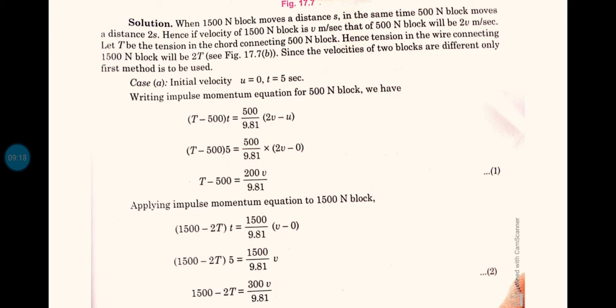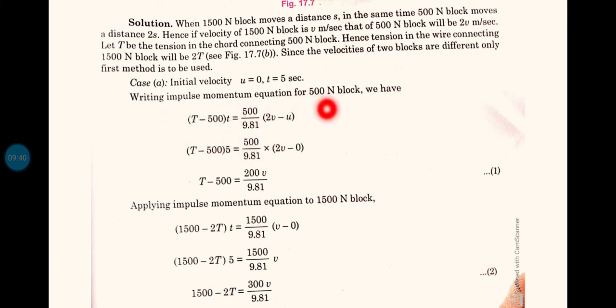Let T be the tension in the cord connecting the 500 Newton block, hence the tension in the wire connecting the 1500 Newton block will be 2 times that tension, that is 2T. Since we know that the velocities of both blocks are different, now we will move on to the problem. Initial case 1: u is equal to 0 and t is 5 seconds.